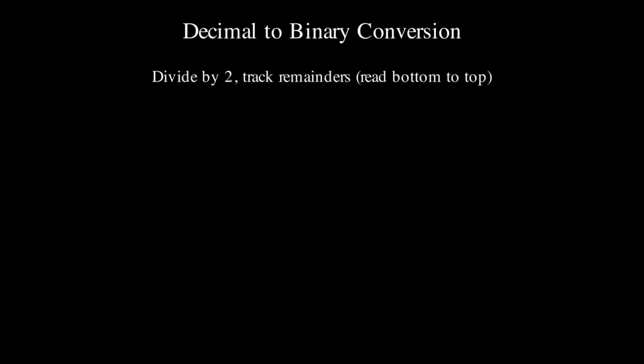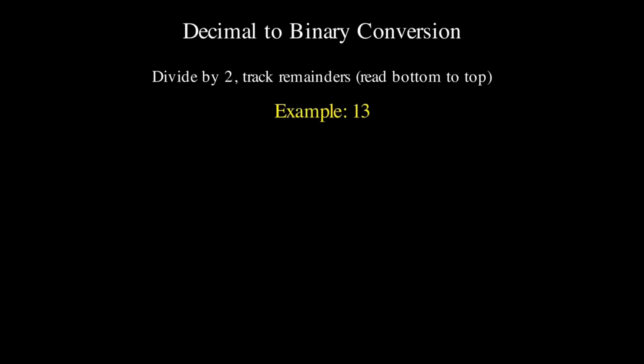Okay, now let's learn how to convert from decimal to binary. The method is straightforward. We repeatedly divide the decimal number by 2 and keep track of the remainders. The remainders, read from bottom to top, give us the binary equivalent.